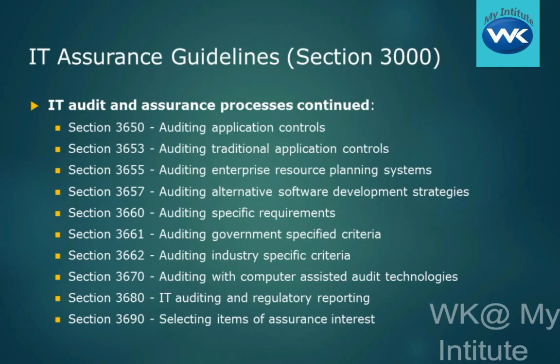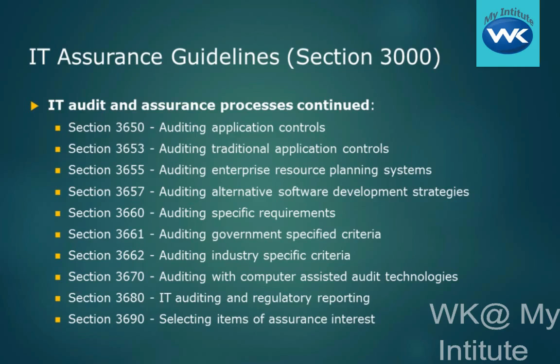Auditing specific requirements is Section 3660. Auditing government specified criteria gets us back into some of those regulations, expectations. That was Section 3661, and you're probably sitting there saying, do I need to remember these section numbers? No. I'm giving them to you so you can look them up in more detail as I'm going through these section numbers. What's important is that you make sure you understand what the ITAF is doing with these guidelines, right?